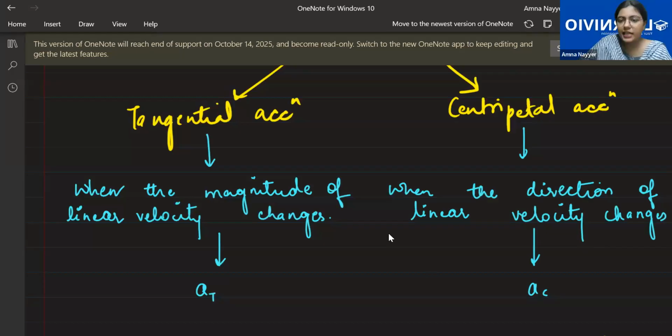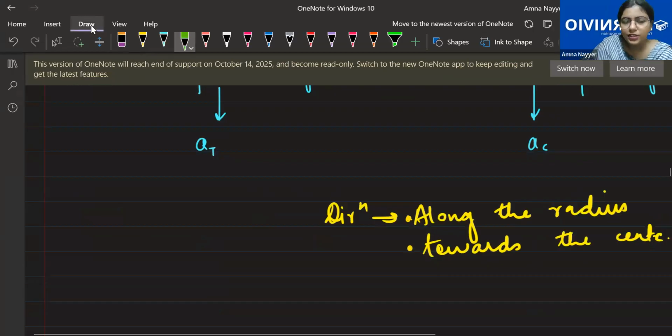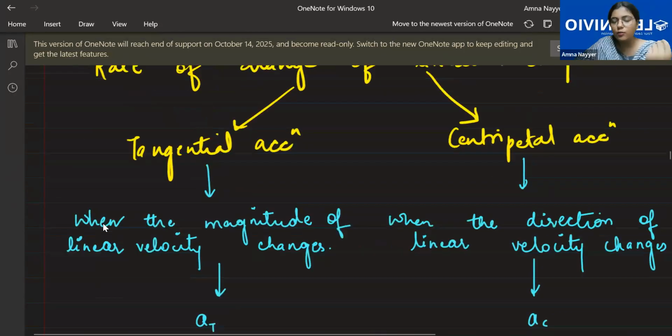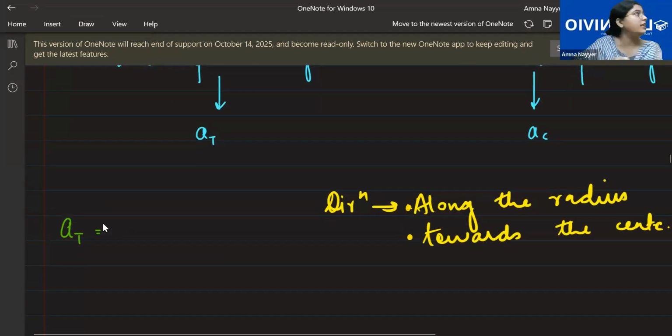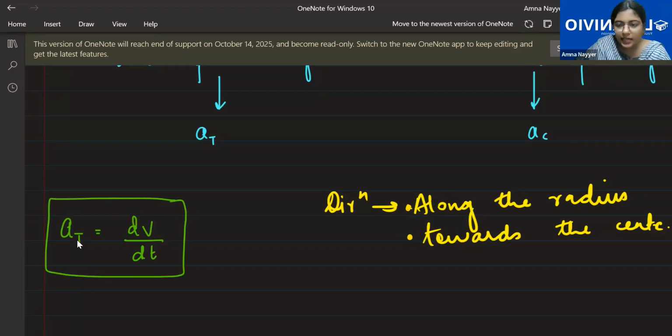Now a little bit about the tangential and the centripetal. Tangential is very easy to remember, though tangential will come again. Tangential acceleration is basically the rate of change of magnitude of linear velocity. That was its definition as well. So the formula is dv over dt, the usual acceleration formula that we write. This is the tangential acceleration.